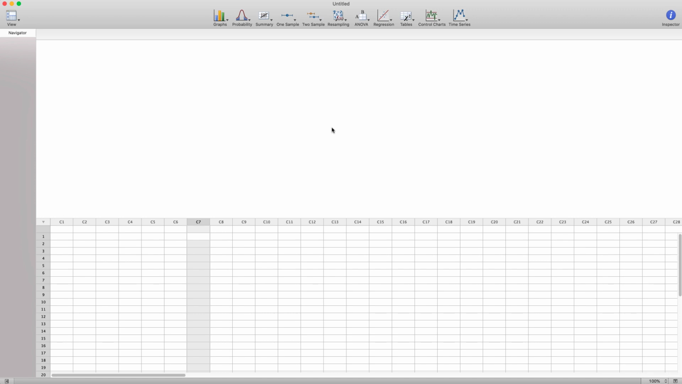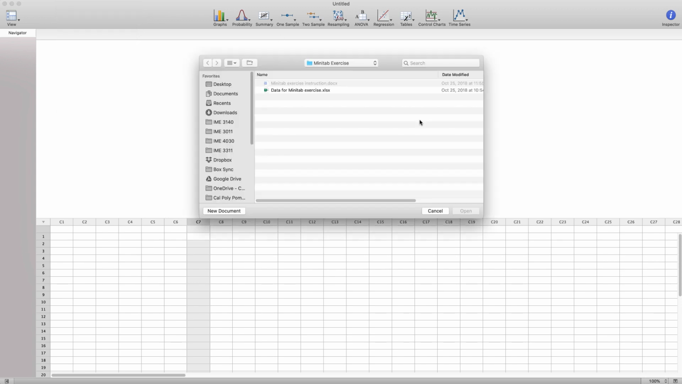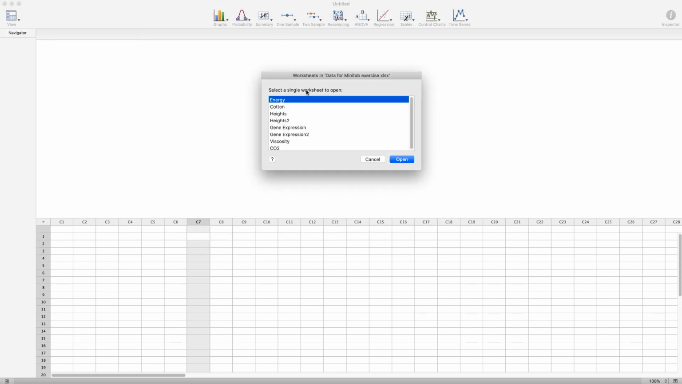In this video, we're going to continue working in Minitab with a couple more data sets to practice making more graphical charts. So the first data set that we're going to look at here is, open worksheet from the file menu, and this one is the viscosity data set.